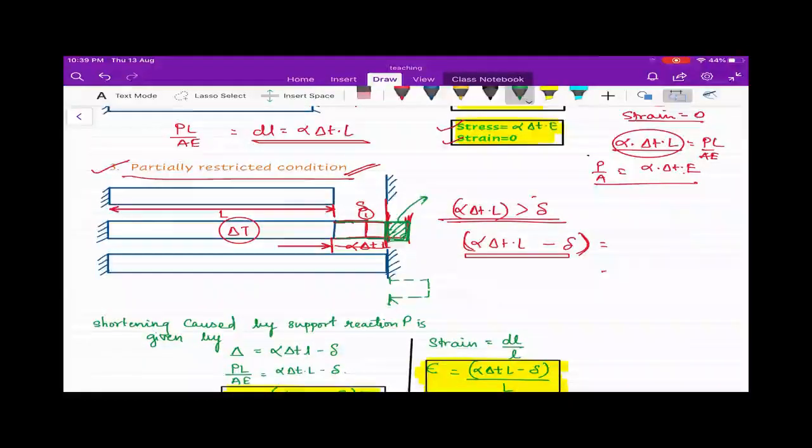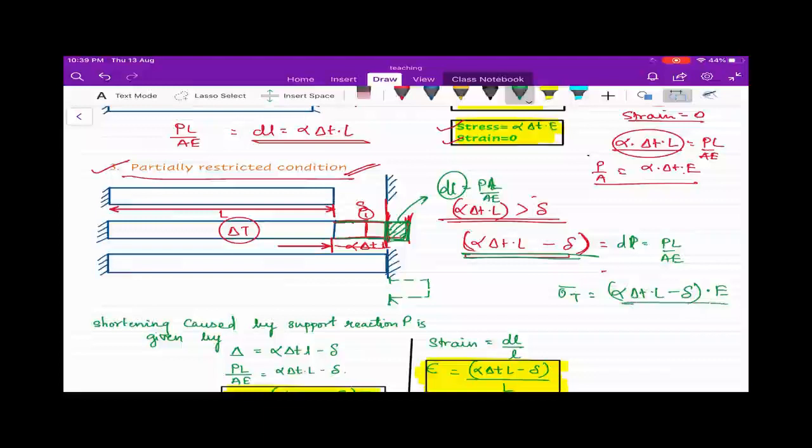So this deformation will be equal to stress. This restricted deformation is nothing but alpha delta T L minus delta. This will be equal to the change in length, and this change in length will cause stress. If we calculate the stress by equating it with PL by AE, we will get the thermal stress as alpha delta T into L minus delta into E by L. We just have to transfer the values from the right hand side to the left hand side to get the answer.